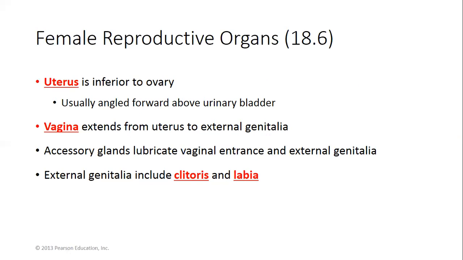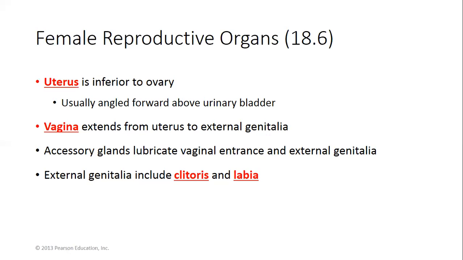It is inferior to the ovary, and it's usually angled forward above the urinary bladder. So I'll kind of show you where that's located. It's on one of the figures previously. And then from the uterus connects directly to the vagina, which is basically also called the birth canal, which extends from the uterus to the external genitalia.